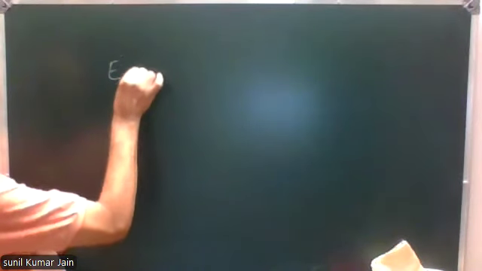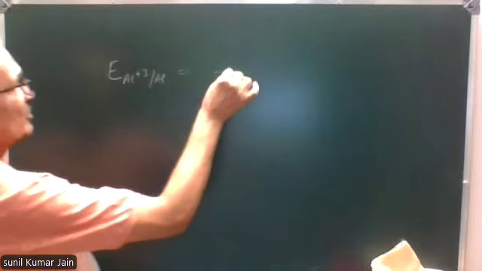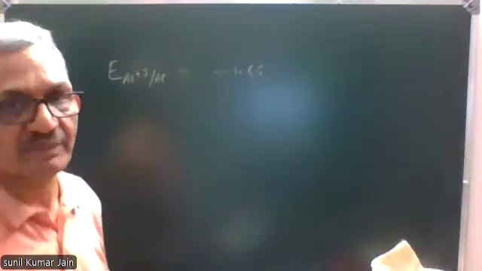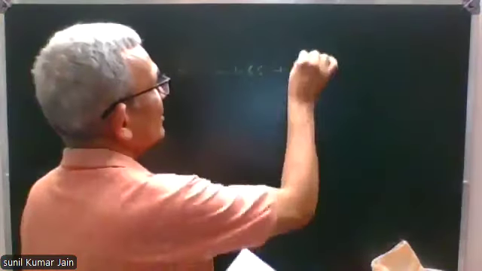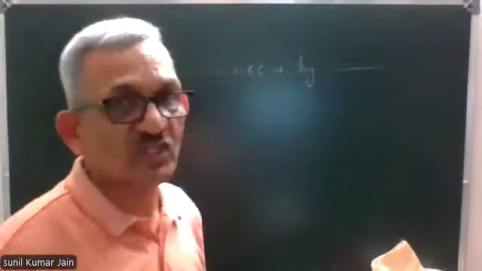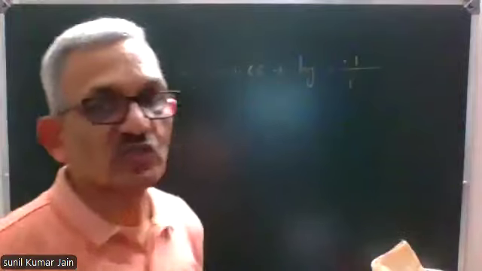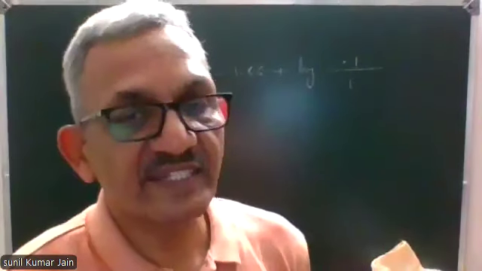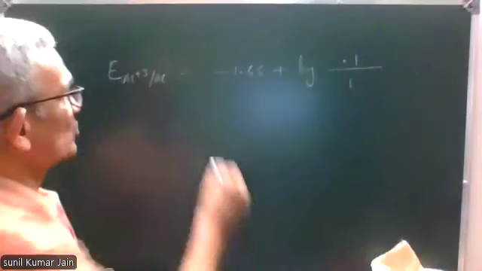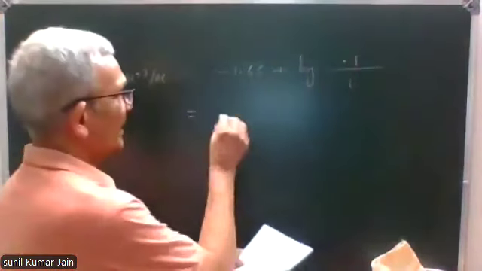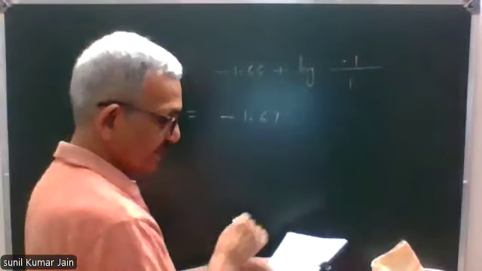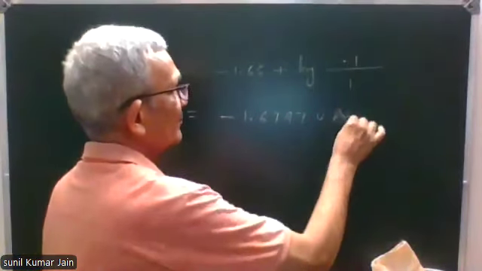The numerical is: calculate the reduction potential of the electrode, given E naught of aluminium. So E aluminium is equal to E naught aluminium, that is minus 1.66, plus log of the concentration of the oxidized form, aluminium ions, which is 0.1, divided by the reduced form, aluminium solid, and the concentration of any solid is 1. So when you solve, you get the answer. It will be minus 1.6797 volt.